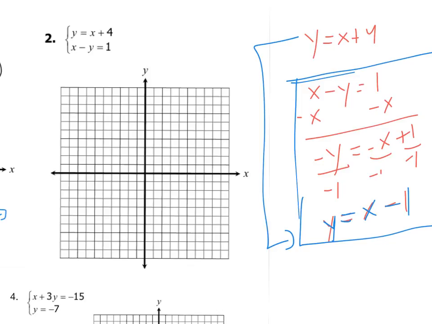So the first one, the red one, is going to have a y-intercept of 4, and then we are going to go up one to the right one, up one to the right one. It's a slope of 1. And then draw as straight of a line as possible. And then the next equation, the one that I'm going to do in blue, is going to have a y-intercept of -1. We're going to go up one to the right one, up one to the right one. And if you notice, those are parallel lines. When we have parallel lines, we do not have a solution. There would be no solution.